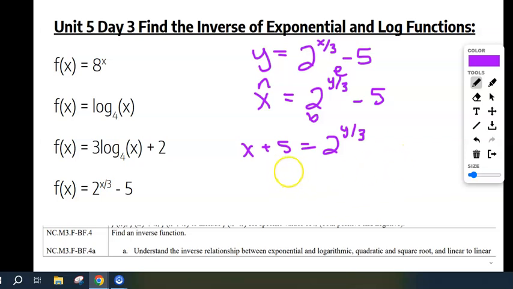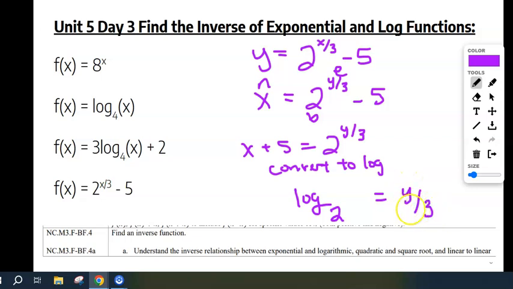Convert to what form? Yep, I'm currently in exponential. I'm going to convert to log. Once you write the log word down, the rest kind of seems like it gets going. Always ask yourself BEN. Which one is the base again? 2 is the base, right? Base of the exponent. What's the exponent? Y over 3, right? Does it go on the left side or the right side? Exponent goes over here by itself, right? A log statement always equals the exponent. And then x plus 5 goes here.